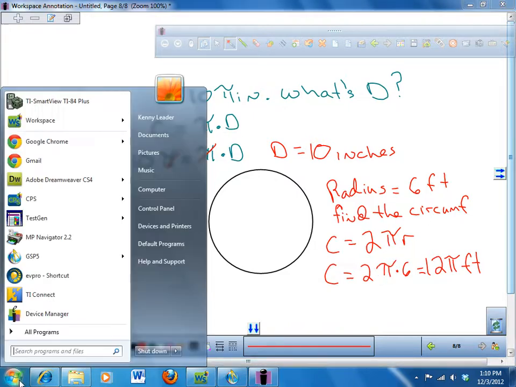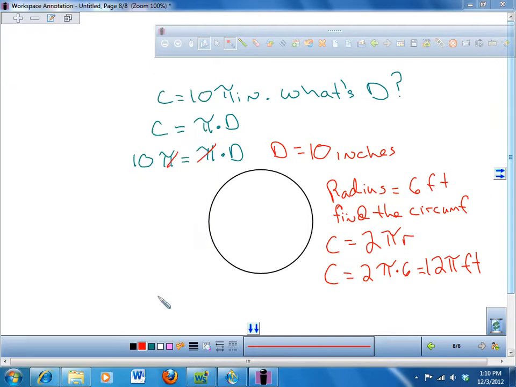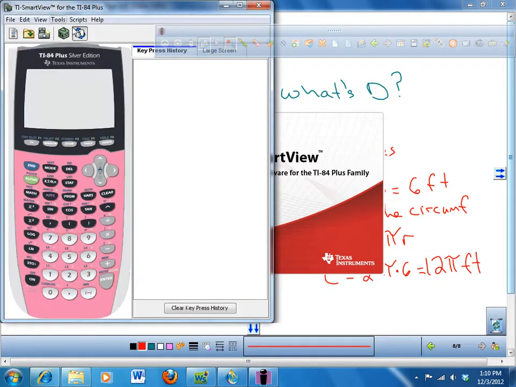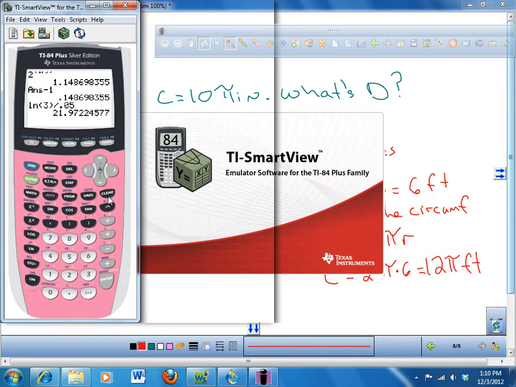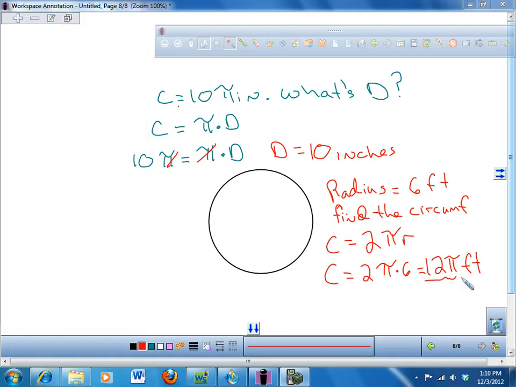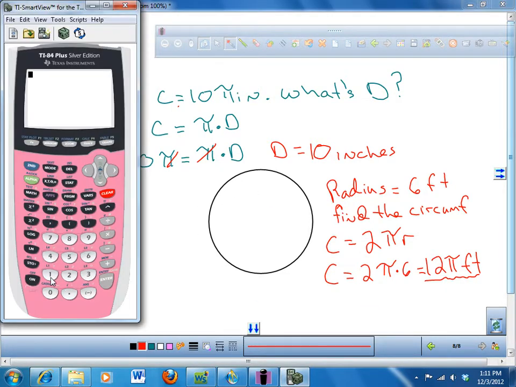So if I have a graphing calculator, which I happen to have, I can just go to find that answer. I can just go 12. So if they ask you in exact terms, you would say 12 pi. If they say to the nearest tenth, then you go to your calculator and you go 12 times.